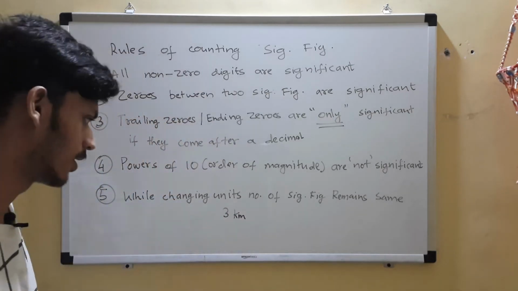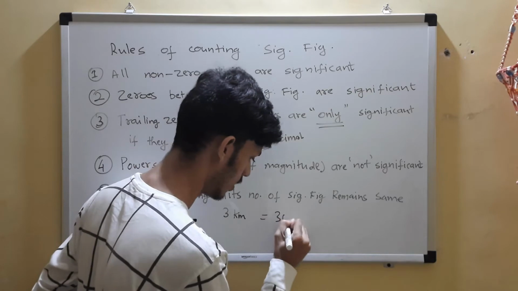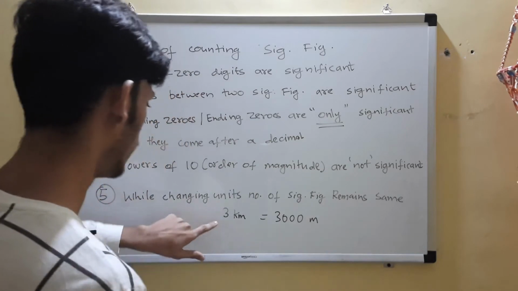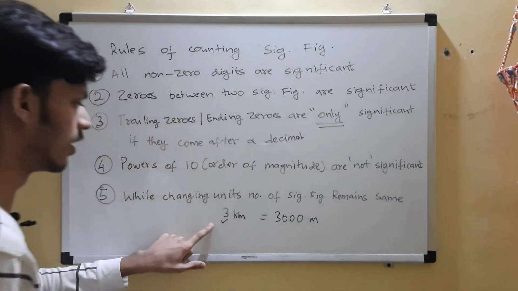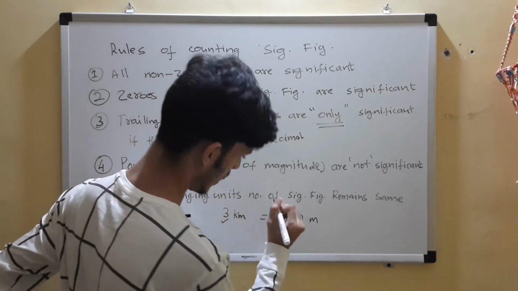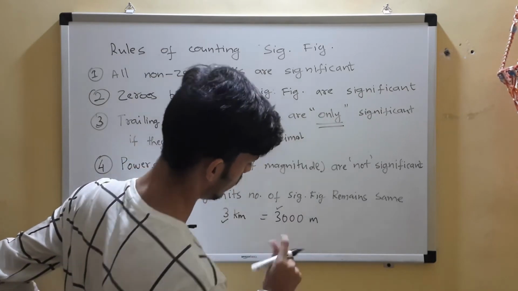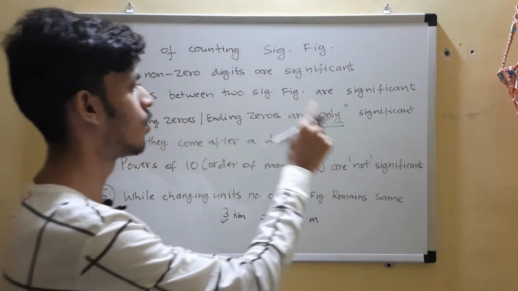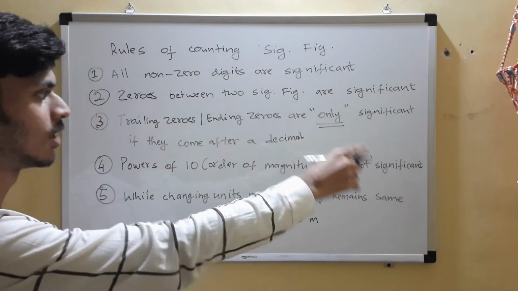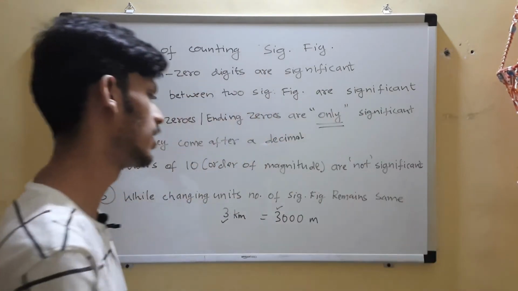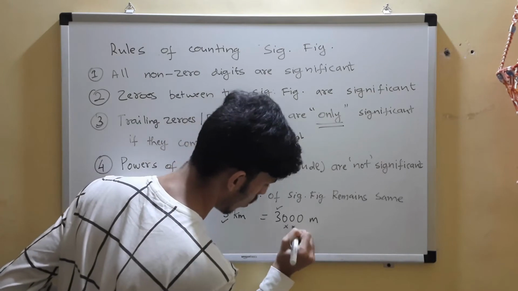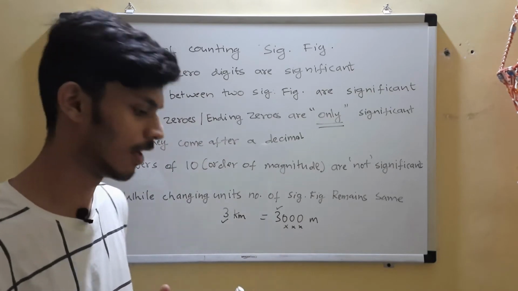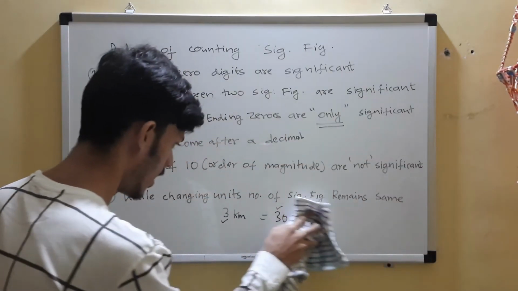Now those who know SI prefixes will directly say 3 kilometer is 3000 meters, and then you have to check for the significant figures. Here we have one significant figure, which is a non-zero. This 3 is significant, these 3 zeros are not significant because there is no decimal, right? Only trailing zeros, ending zeros, are significant only if they come after a decimal. So these 3 are not significant. So one significant figure, one significant figure. Everything is going well.